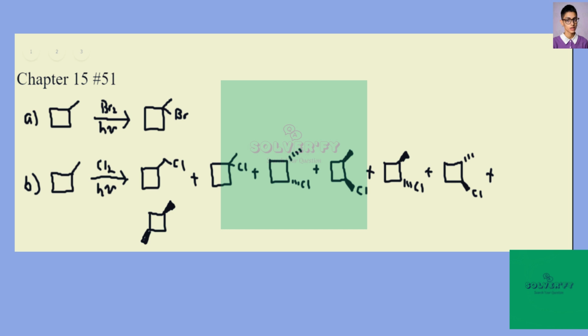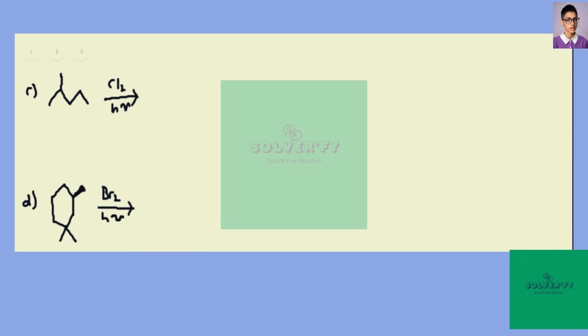So we can have addition here, and the trans version. 4, 5, 6, 7, 8. So 8 products here. Yep, and that's all 8 of them. Okay, so moving on to part C on the next page.